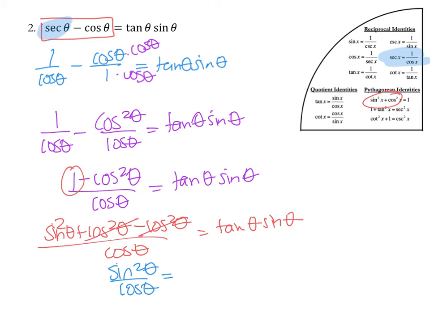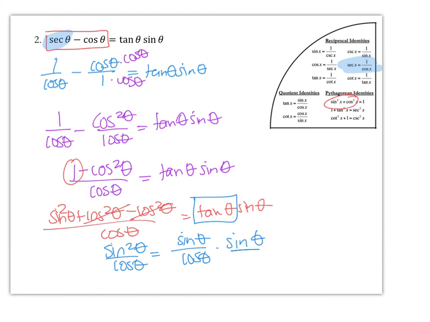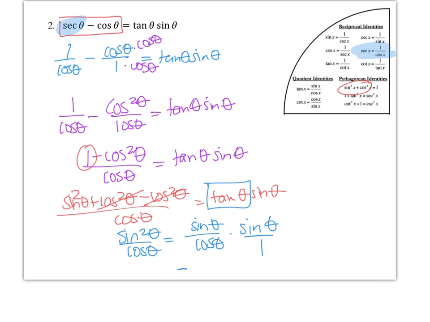And then you can actually switch over to the right side and make a change on the right side. I know I can make a change for tangent. Tangent is sine over cosine. Then that's times sine theta. And if I put that over 1, look what happens. I get sine squared theta over cosine theta equal to sine squared theta over cosine theta.